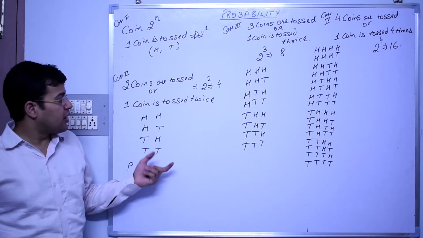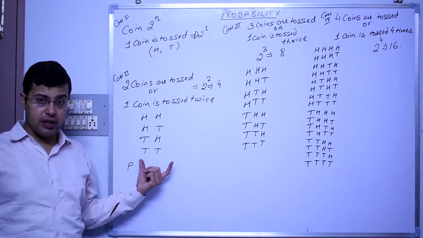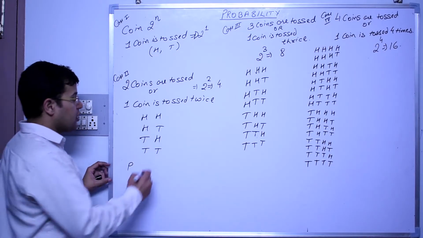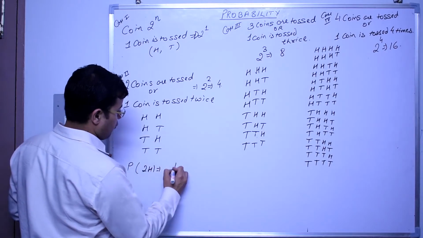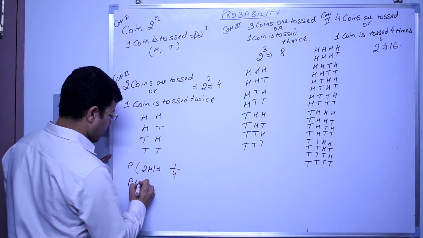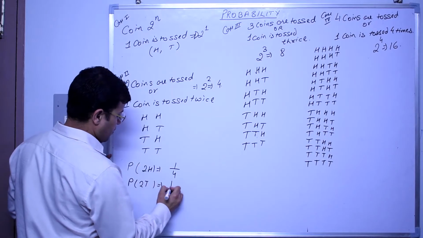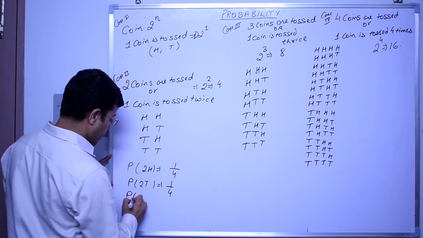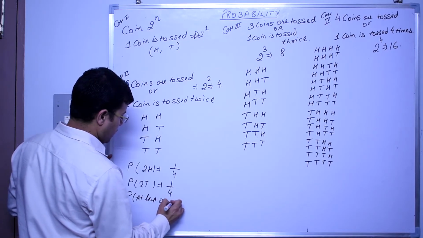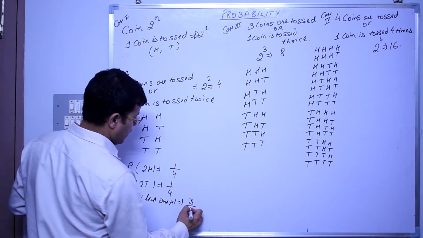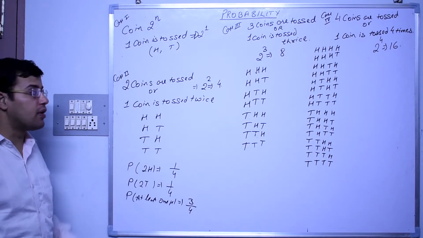So depending upon the sample space, you can answer various questions. Probability of getting 2 heads will be 1 by 4. Probability of getting 2 tails will be 1 by 4. Probability of getting at least 1 head will be 3 by 4, and so on.